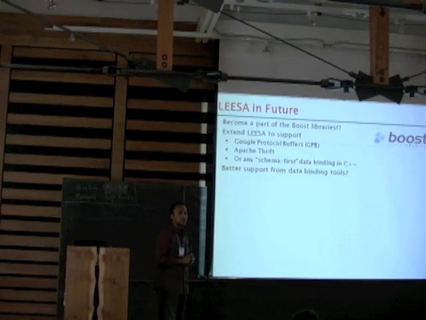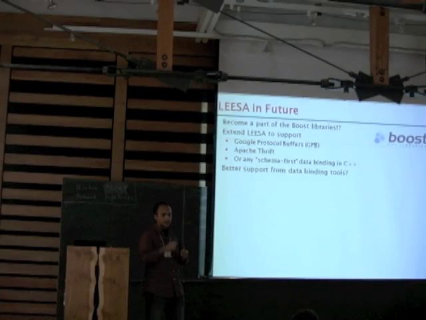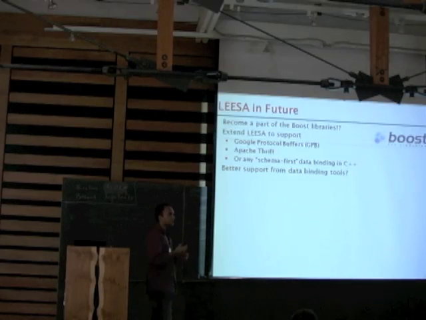It's possible to extend this to Google protocol buffers, anything that is schema driven where you generate C++ classes; it can be applied. A few things still need to be tested in the field, like unique types and those kinds of things, but as it's tested more and more, it can be done, I think.